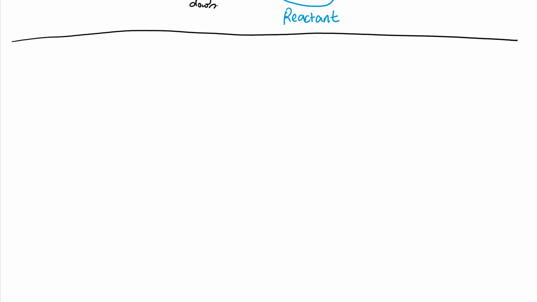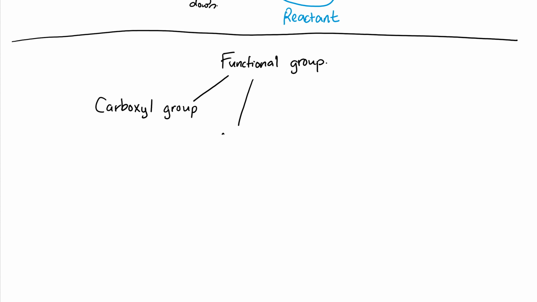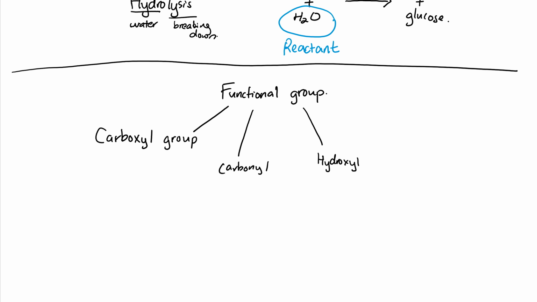So the next question I have here is, what is a carboxyl? Carboxyl is a functional group, so basically some sort of unique group of atoms that give some sort of properties to the molecules that they're attached to. There are four functional groups that you're going to learn: carboxyl, carbonyl, hydroxyl, and the last one is amino. You need to know what is inside each of them.